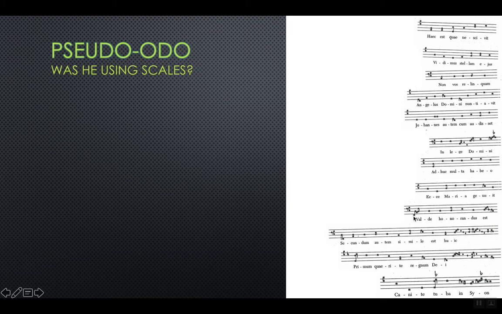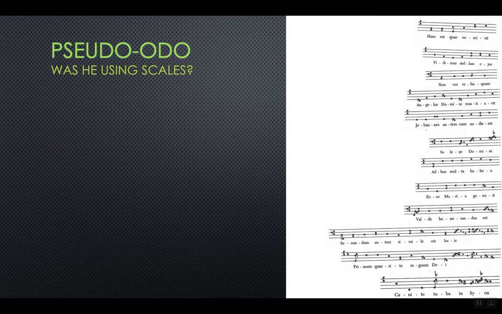Here he's going up a fourth, that looks like an A to a D, and then this melody starts by going D down to A. So you could start with a fourth, either going up or down. And then this last one starts by going up a fifth from D to A, or down a fifth from G down to C. So that was the point of that treatise.